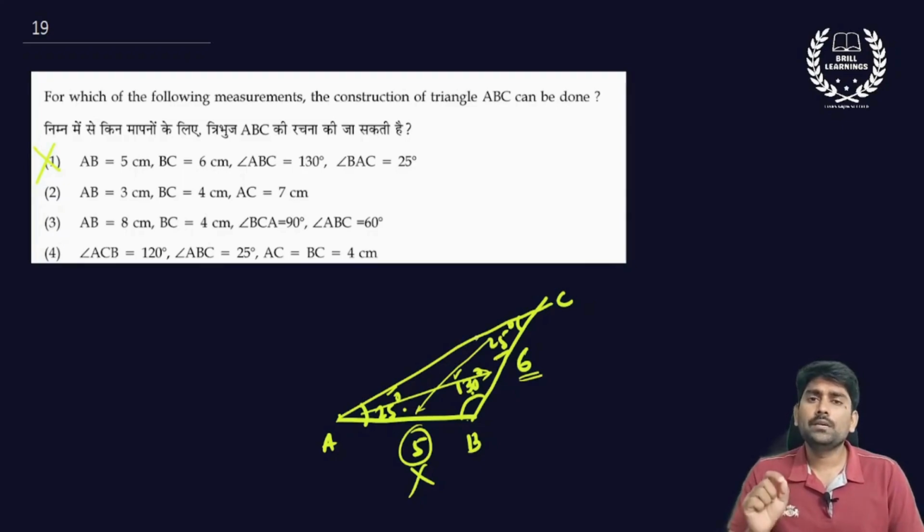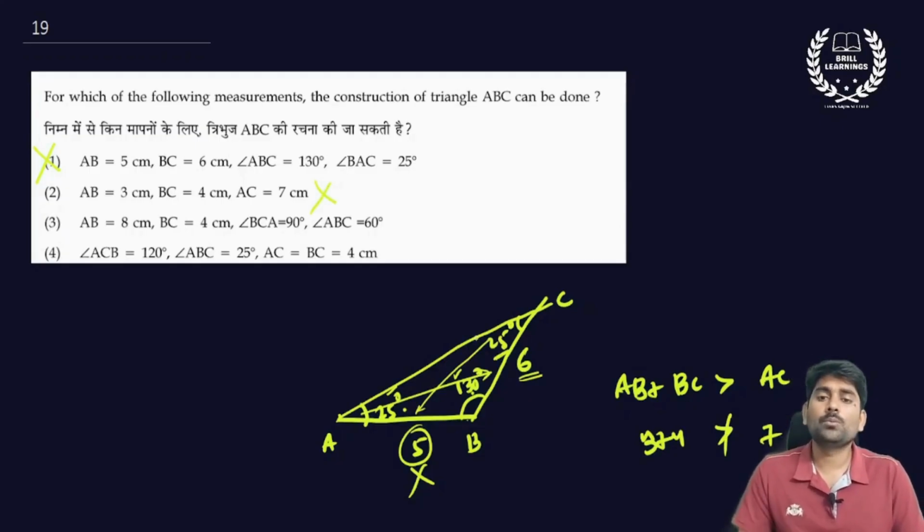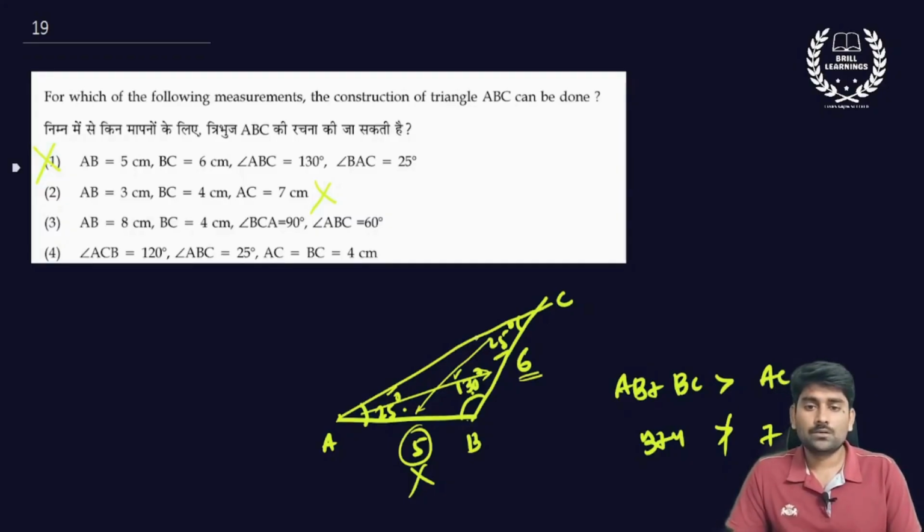For constructing any triangle, the sum of any two sides is always greater than the length of the third side. If you observe, AB plus BC should be greater than AC, right? But in this case, 3 plus 4 is not greater than 7. That is why we cannot form a triangle with this statement. And one more property: in order to construct a triangle, the difference of any two sides is always less than the third side. So you cannot construct it here.